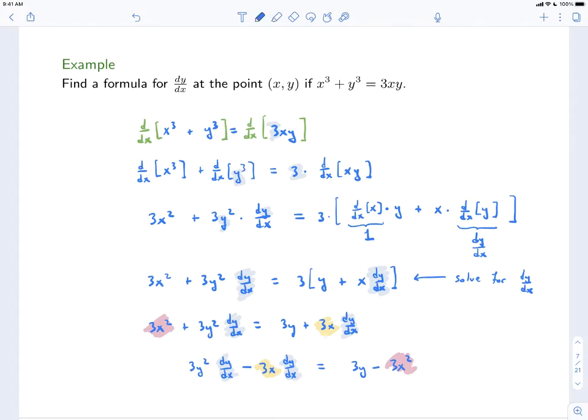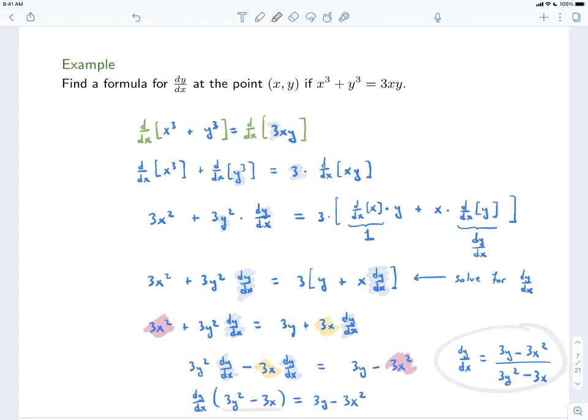Okay, so now the next thing to do is just solve for dy/dx, but first we factor it out. So we'll have dy/dx times 3y squared minus 3x, and that's equal to 3y minus 3x squared. And now we just simply divide by this quantity 3y squared minus 3x, and that will give us our formula. So we'll have dy/dx is equal to 3y minus 3x squared, and then we divide by 3y squared minus 3x.